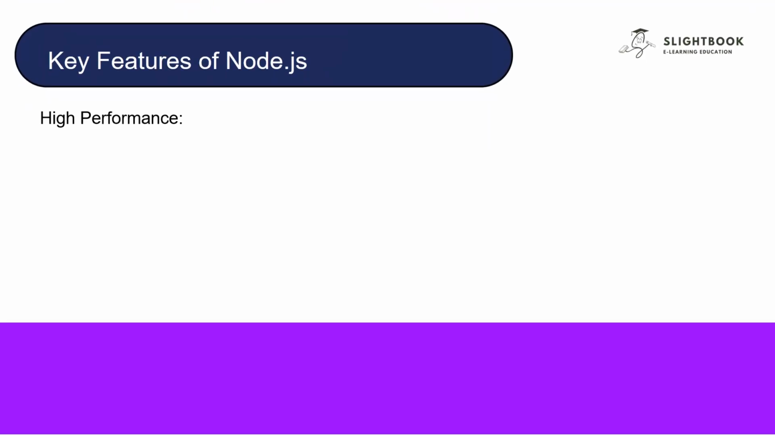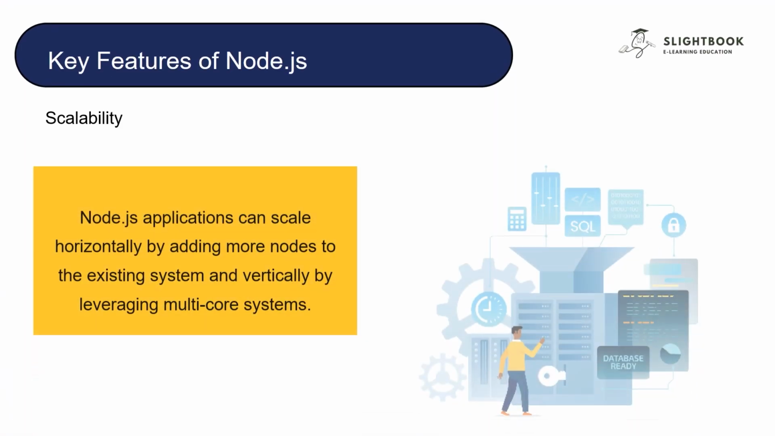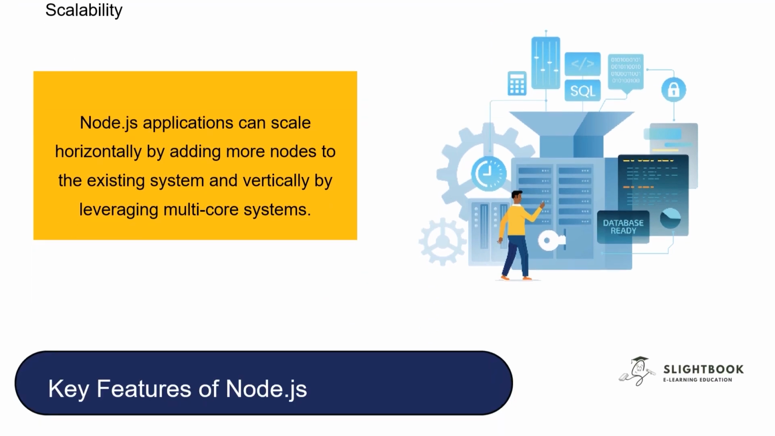High performance. Built on the V8 JavaScript engine, Node.js compiles JavaScript to machine code, resulting in fast execution and superior performance. Scalability. Node.js applications can scale horizontally by adding more nodes to the existing system and vertically by leveraging multi-core systems.